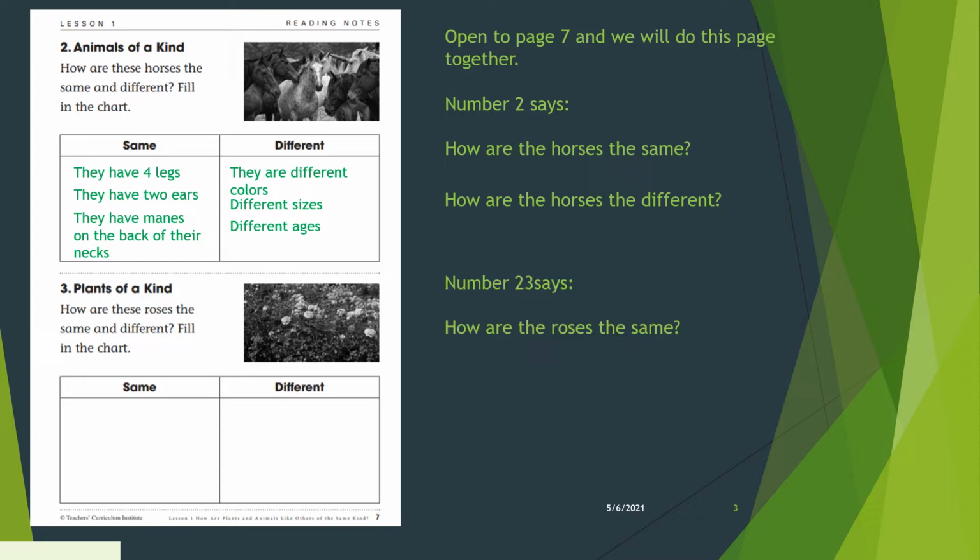Number 3 says, plants of a kind. How are these roses the same and different? Fill in the chart. So let's start with how the roses are the same. They're all flowers. Their stems have thorns. How are the roses different? They're different colors. And they're different sizes.